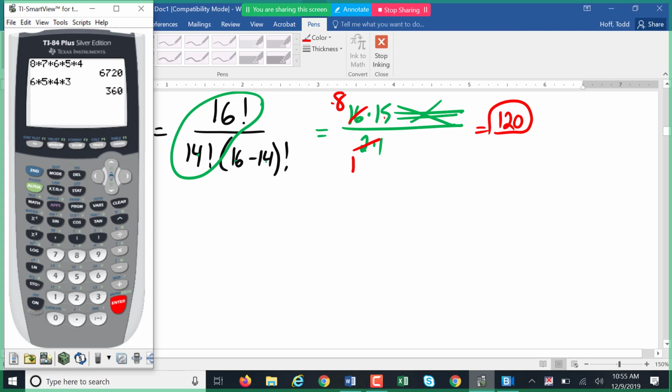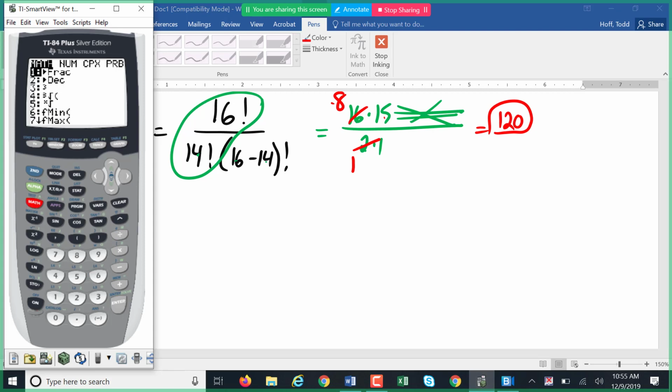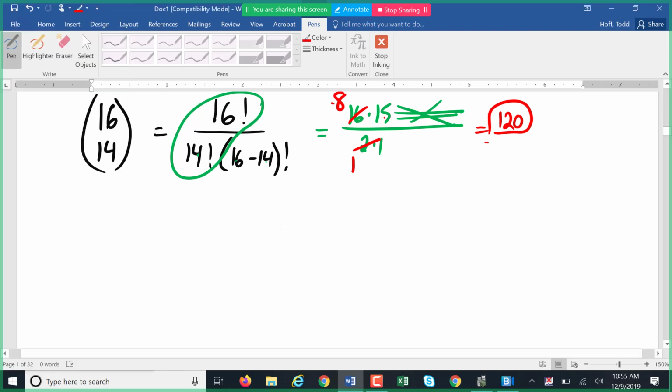So that works out to be 120. Now I could have done that on my calculator as well. I could have done 16 and gone to my math menu to get the factorial. So I go over to probability to get factorial. It's number 4 is my factorial. Then I could have divided by, notice I get scientific notation because that's an extremely large number, 14 factorial, and then divide that by the 2 factorial, to get 120.